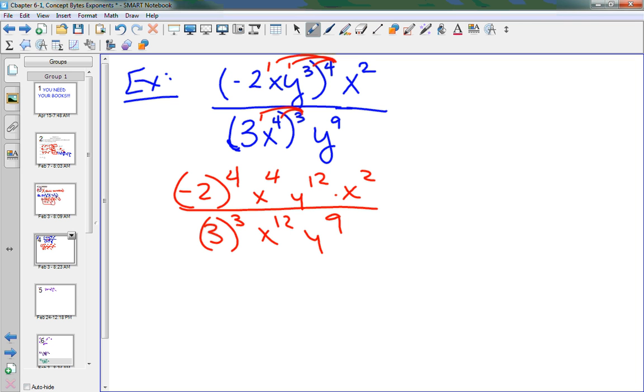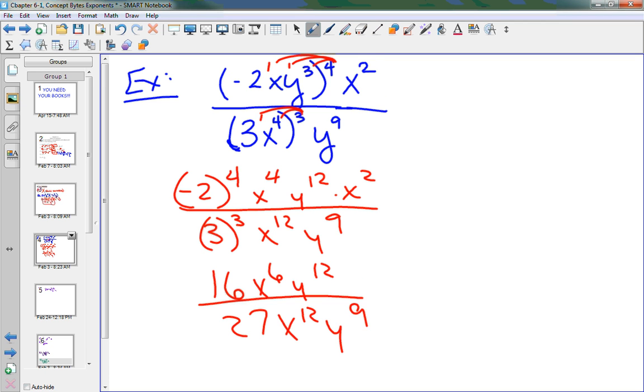So what's a -2 times a -2? 4. Times a -2 is a -8. Times a -2? Positive 16. So this gives me a positive 16. Do you see that we had to take into account that negative? A negative times a negative times a negative times a negative is a positive. Do we all understand that? How many x's total do I have up there? Give me a grand total of 6. y to the 12, all over 3 times 3 times 3 is 27. x to the 12, y to the 9.